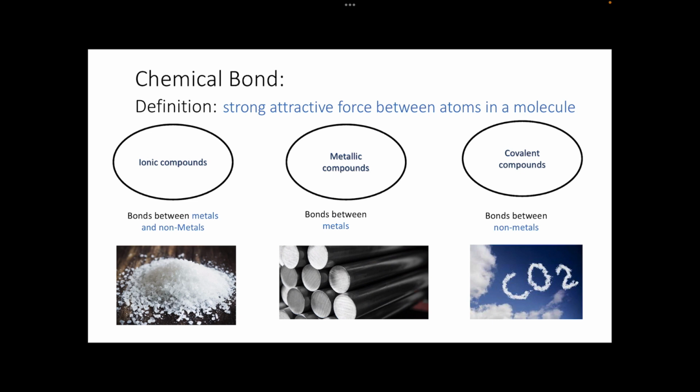So it's just a force that can hold them together, and it can be different types of forces depending on the bond. There are 3 different types of bonds. There's ionic, which we're going to be talking about in this unit, also metallic, we'll talk about that briefly too, and then covalent. The ionic bonds are bonds between metals and nonmetals. So remember our periodic table, all the metals are over on the left and the nonmetals are over on the top right. So it's going to be between those 2 types of elements or more. Metallic compounds are just bonds between metals themselves, and then covalent compounds are bonds between 2 nonmetals. Okay, and we're going to talk about that in the next unit.